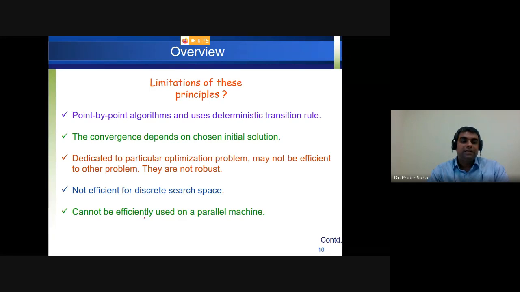And also, it cannot be efficiently used on parallel machines. Like, we have CFD and NC software that work on so many optimization techniques, and there people are exploring parallel computing, right? One solution is taken from one system to another system. But in those cases, as these classical techniques work point by point, parallel processing cannot be explored with the help of these classical optimization techniques. So these are really important limitations of this process.